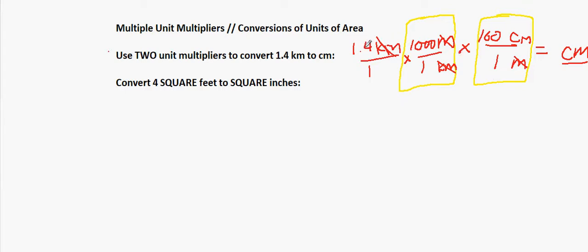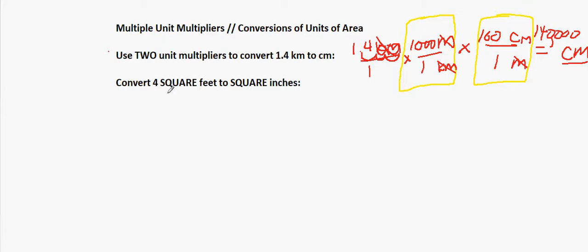Our final answer will be 1.4 times 1,000. 1, 2, 3. So that's going to be 1,400 times another 100, so add 2 more zeros. So 140,000 centimeters.